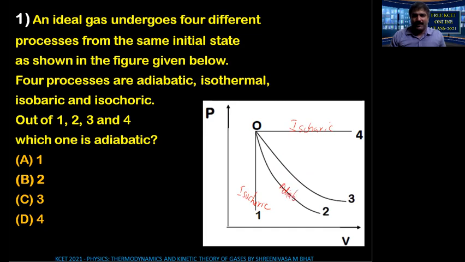Adiabatic, where there is a sharp fall, you have seen in the Carnot cycle, whereas adiabatic expansion is much steeper than the isothermal expansion. So this is isothermal. Okay, so the answer is isothermal is represented by the line 2. So the option B is the right choice.